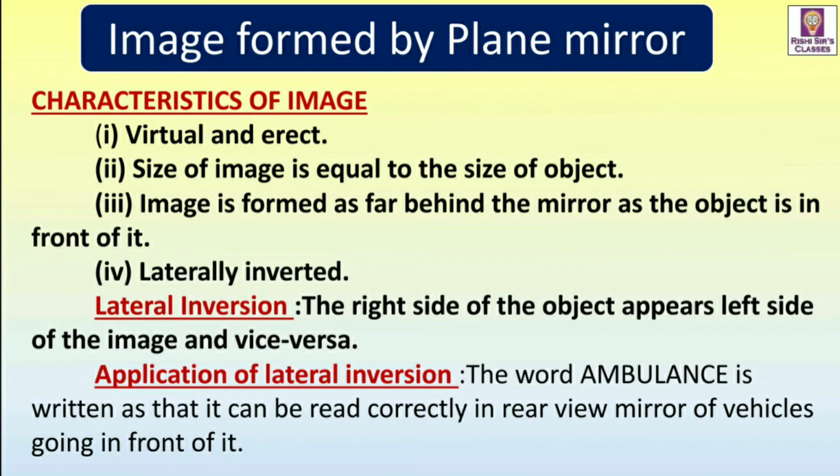Image is formed as far behind the mirror as the object is in front of it, and it is also laterally inverted. Now, what is lateral inversion? The right side of the object appears as the left side of the image, and vice versa.